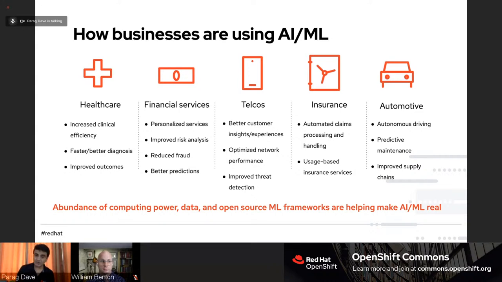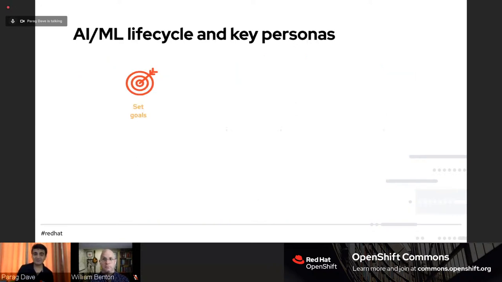And the computing power that used to run on supercomputers can now be deployed to a cloud environment at a fraction of the cost and time. So these two factors have combined to basically make AI ML real. Can we have the next slide, please?